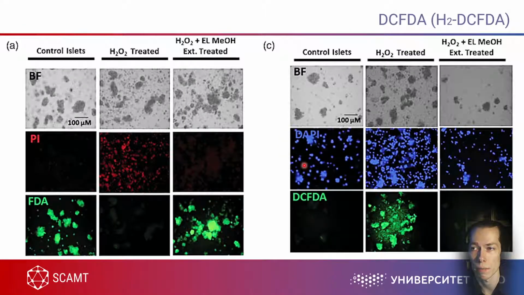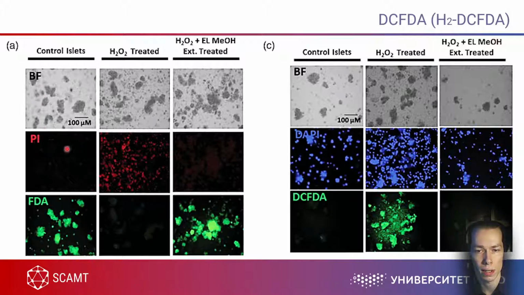So what I mean, one of the most common dyes for observing ROS accumulation is DCFDA, or sometimes dehydro-DCFDA. How does it work? Do not confuse just FDA with DCFDA, because they work in completely different ways. Let's look. Control cells, it's just a bright field stained with propidium iodide.